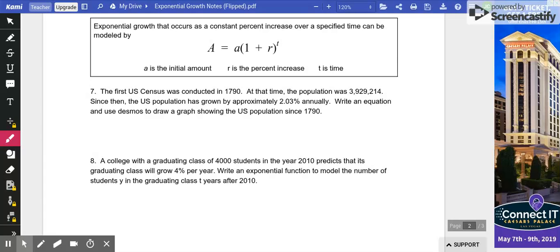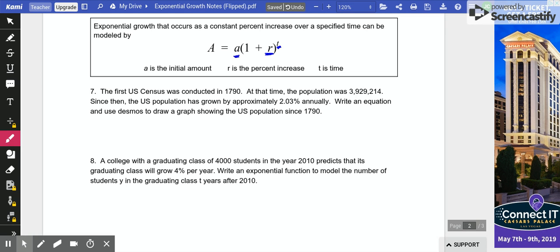All right, so anytime we have a situation where we're having exponential growth that's occurring as a constant percent increase over time, it can be modeled by this formula. This little a is the initial amount. R is the percent increase. Make sure you're writing that as a decimal, so you have to move the decimal point. And then T is the time.